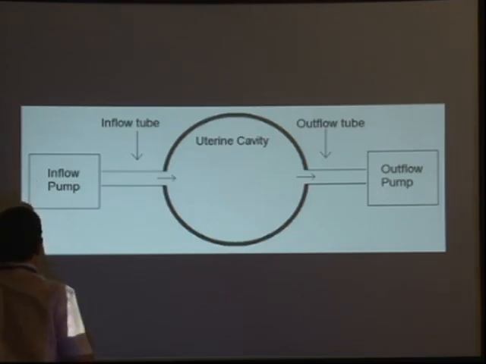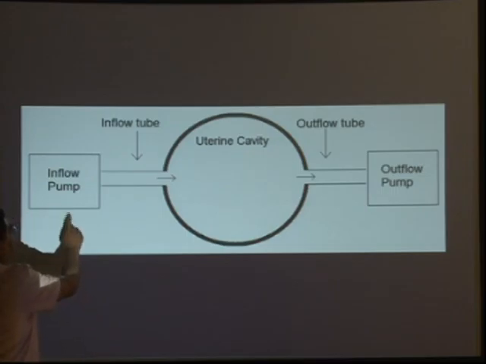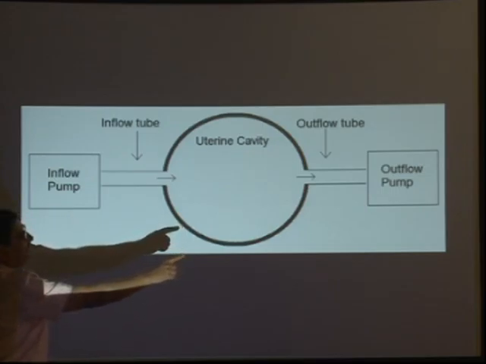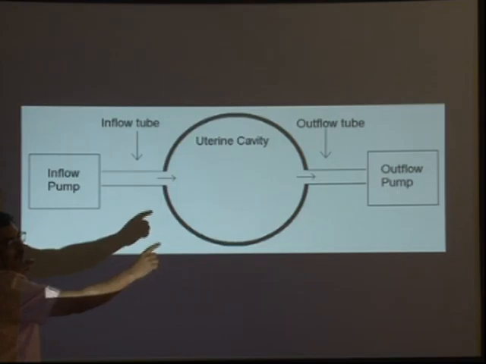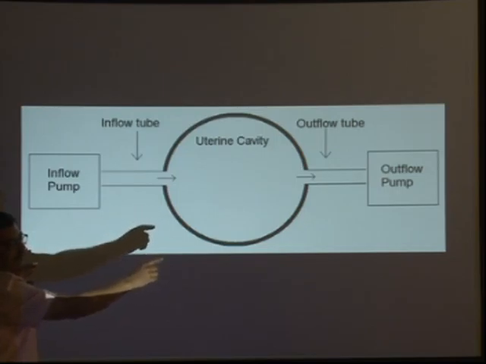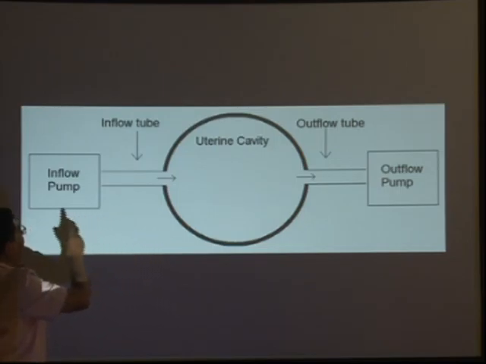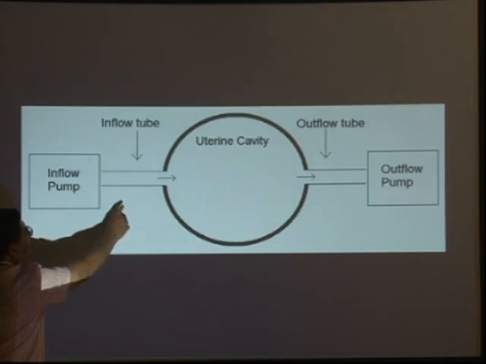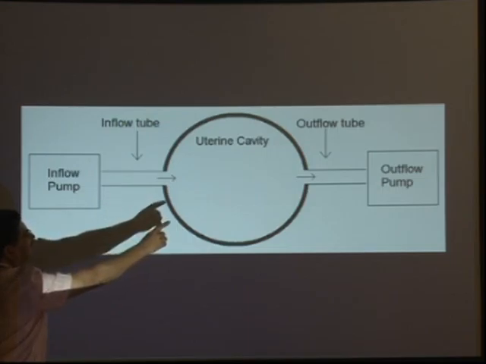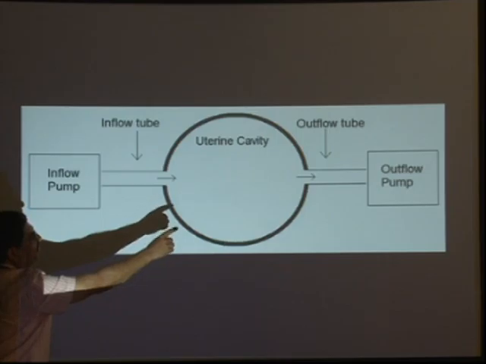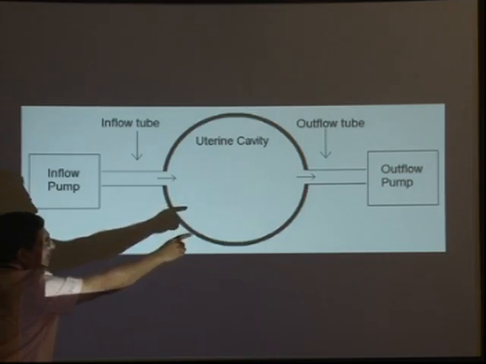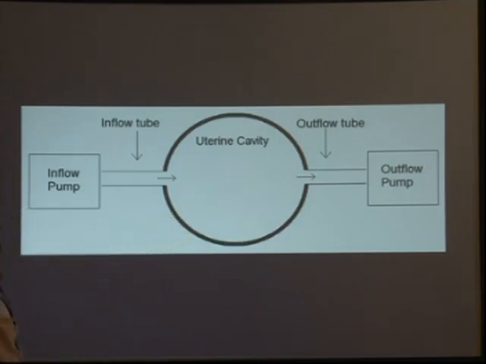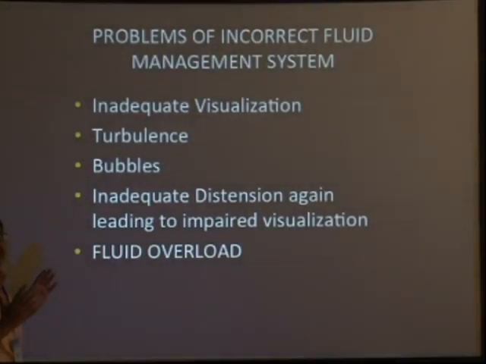In a fluid management system, you always have an inflow pump and an outflow pump. Whether you can see the outflow pump or not, it is always there, in the form of gravity. And the inflow pump is usually a peristaltic pump. The inflow pump sends fluid through an inflow tube into the uterine cavity, and the fluid comes out through the outflow tube, and through the outflow pump it goes to the waste fluid reservoir. So this is the most simple schematic diagram.